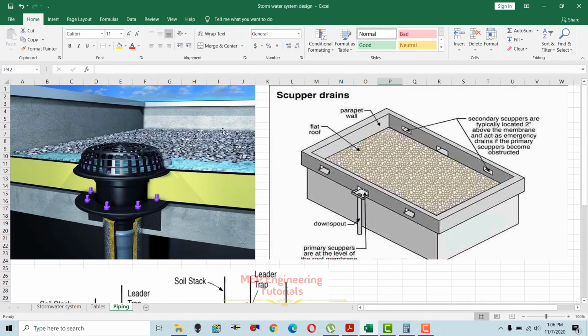One more thing you can see in here: this is the roof, and this is a roof drain through which water will be drained down. This is basically a primary scupper, and here you can also see that we have secondary scuppers. These are the secondary scuppers installed in the parapet wall. These are the parapet walls. In case this drain is blocked or clogged, water will drain down from the secondary scuppers, as you can see in here. And these scuppers are normally installed 2 inches above the roof level.